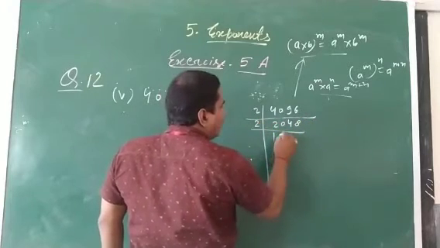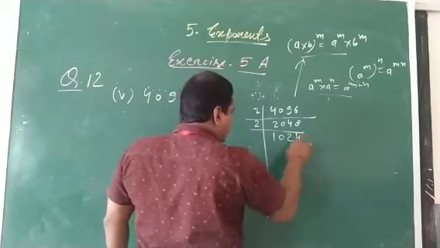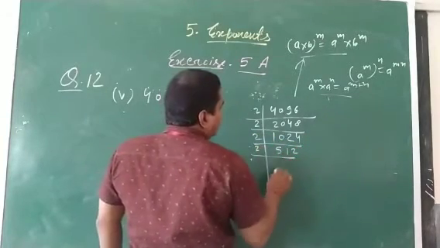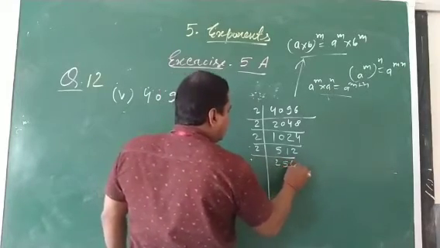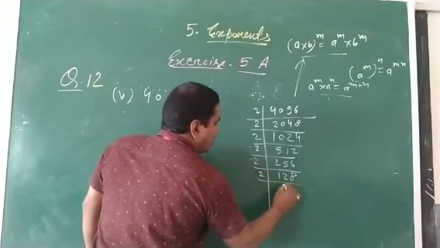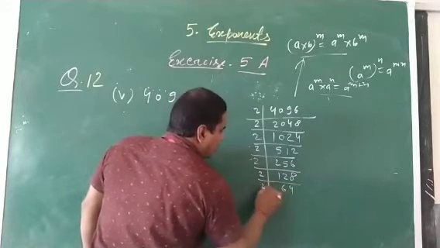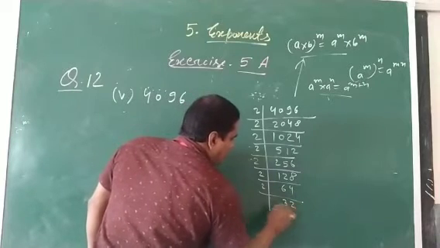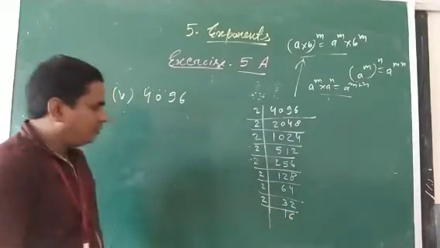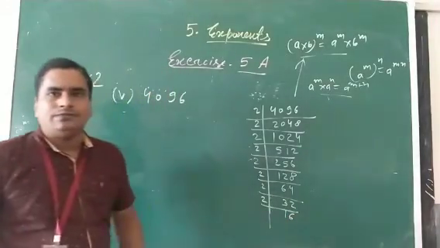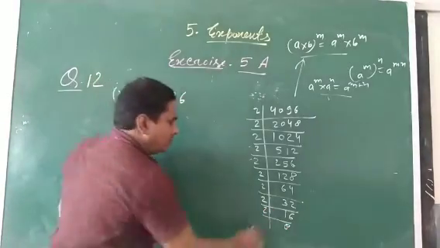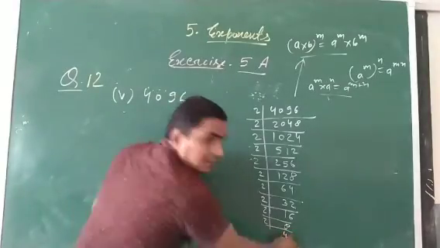Now again, 2 ones are 2, 2 twos are 4, 2 fours are 8. Now again, 2 fives are 10, 2 ones are 2. Now again, 2 twos are 4, 2 fives are 10, 2 sixes are 12. Now 2 ones are 2, 2 twos are 4, 2 eights are 16. Now again, 2 sixes are 12, 2 fours are 8. Now 2 threes are 6, 2 ones are 2, 2 sixes are 12. Now 2 eights are 16. Once more, 2 fours are 8.